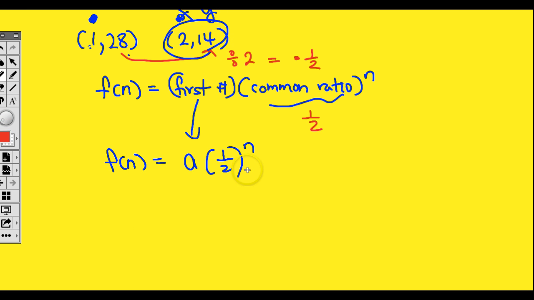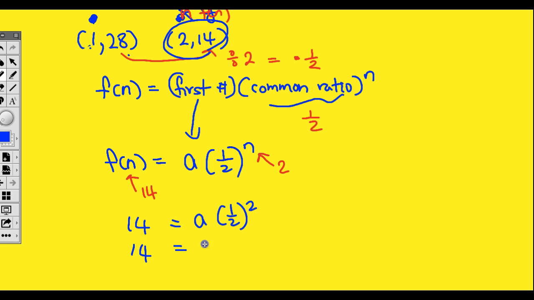So instead of n, I'm going to put in 2. Because this is n and f of n. And then instead of f of n, I'm going to plug in 14. So now let's go ahead and rewrite this. 14 equals a times 1 over 2 raised to the second power. We know what that means. We have to multiply 1 over 2 two times.